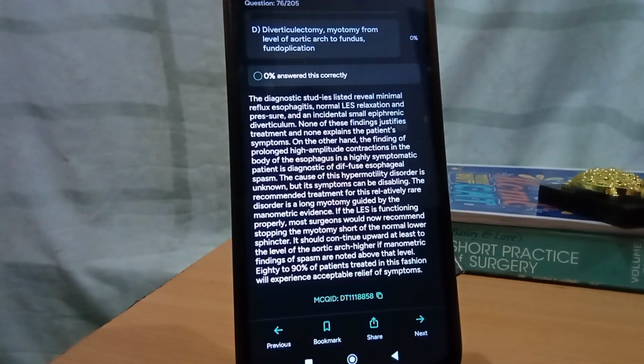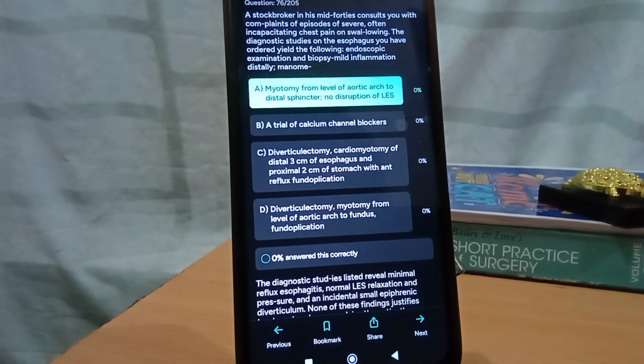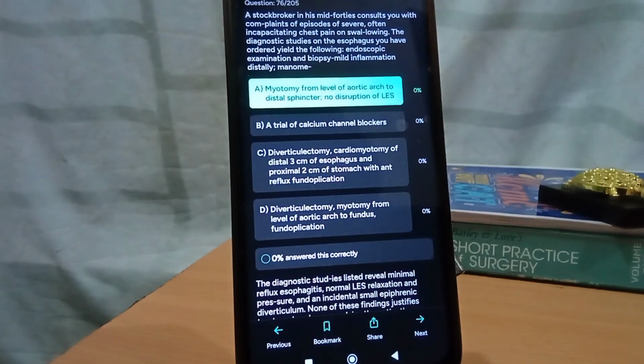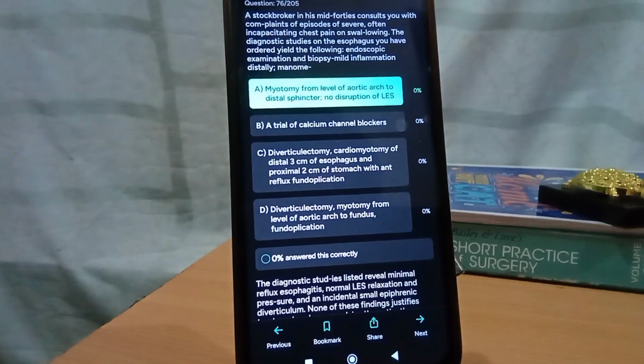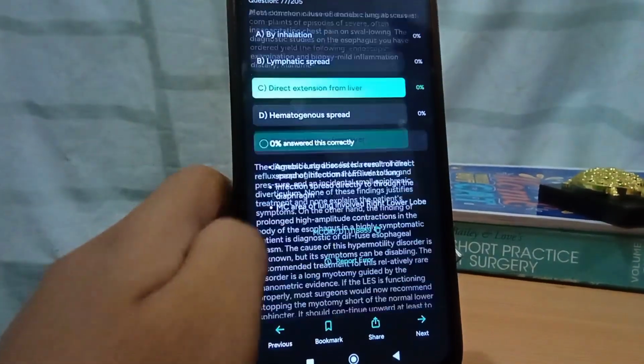80 to 90% of the patients treated will experience acceptable relief of symptoms. So the answer is myotomy from the level of the aortic arch to the distal sphincter. No disruption of the lower esophageal sphincter.